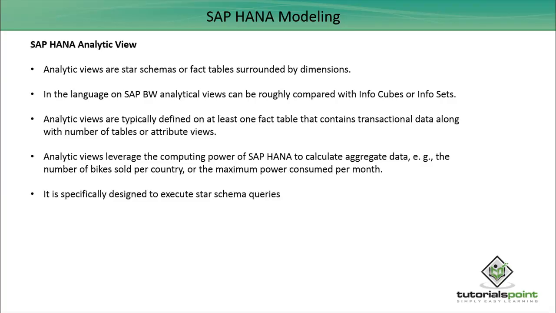So my analytic view is basically a star schema where we have the fact table and then the dimension tables surrounding it. If we compare it to SAP BW, they are roughly comparable to the info cubes or the info sets. Analytic views are typically defined on at least one fact table that contains the transactional data, along with a number of attributes, attribute views or tables.